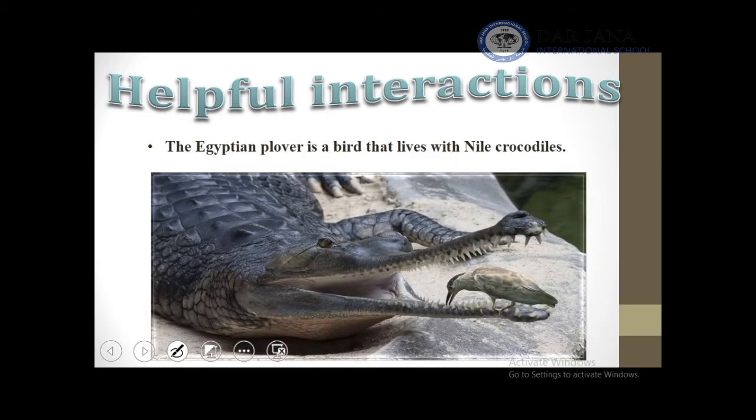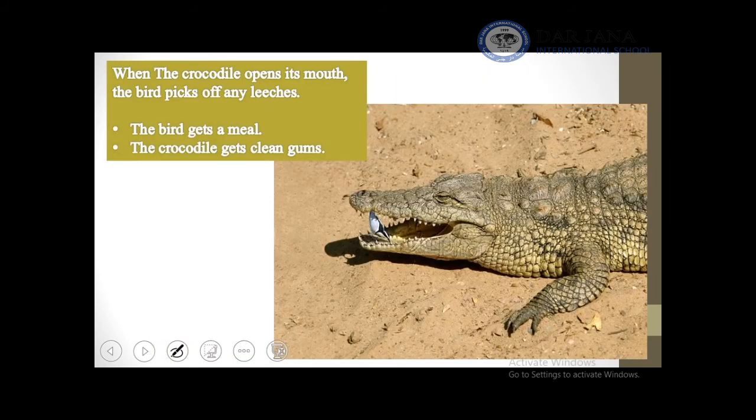The second example about the helpful interaction, as we took it before, is the Egyptian plover bird and the alligators, which both interact together in a helpful way. How is that? As we said before, the alligator will open its mouth, and at the same time the bird will start taking the remains of the food that are stuck in the teeth of the alligator. So when the alligator or the crocodile opens its mouth, the bird will start taking this remaining food or the leeches. In this way, both of them are helped.